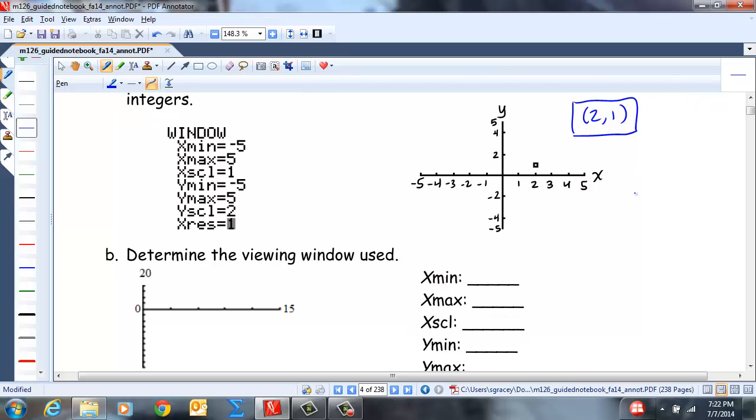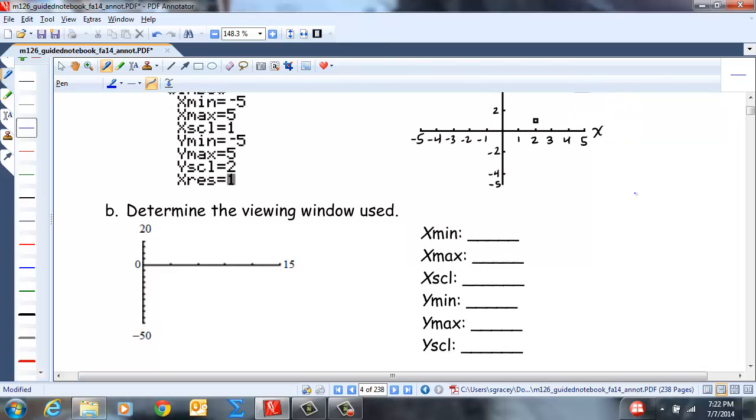Part B, the viewing window. What do you think? Well, let's start with the min and max for x. Minimum x value, good, 0. Max was 15. I'm looking left to right here. And the scale, okay? Well, it's not by ones, because look, 1, 2, 3, 4, 5, that doesn't get us to 15. So let's try by 3. I think if I went 3, 6, 9, 12, 15, do you see how that works? Good. So our scale is 3.